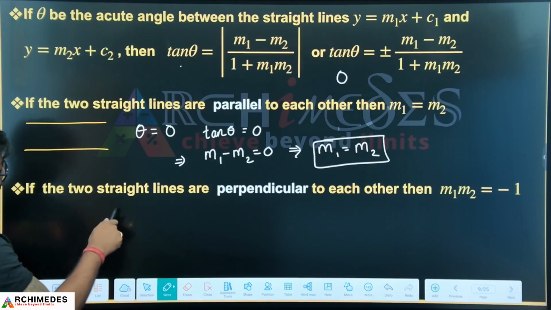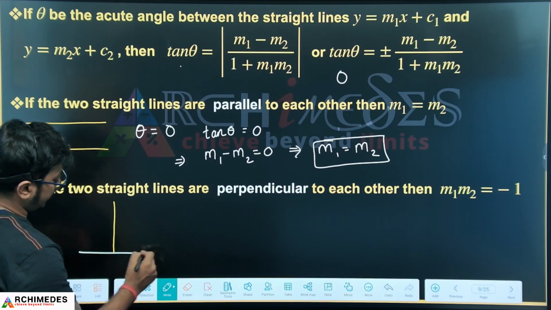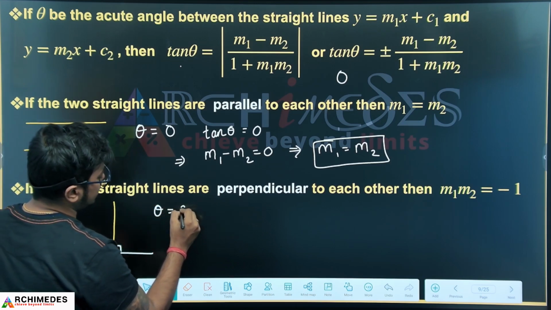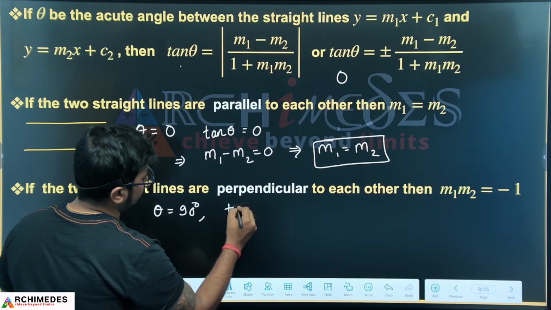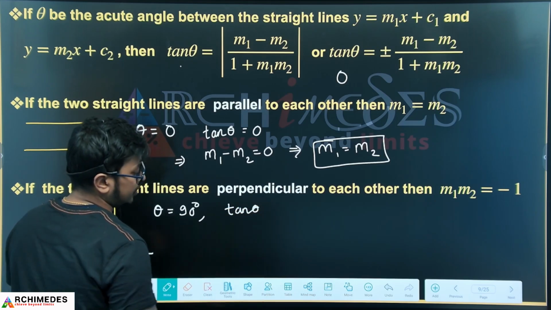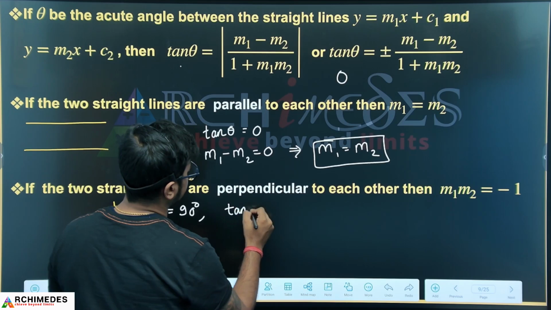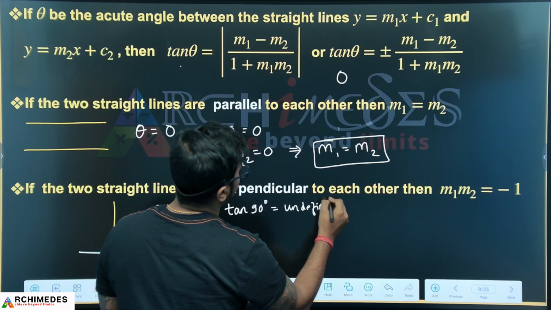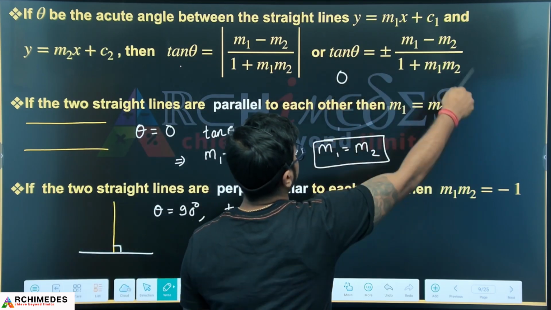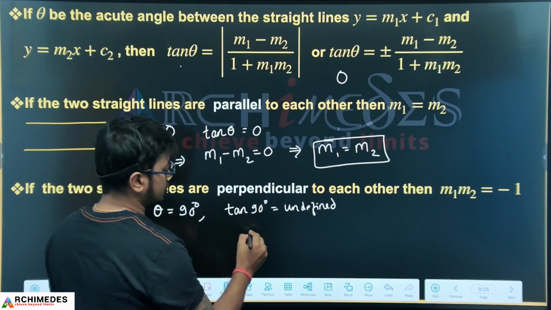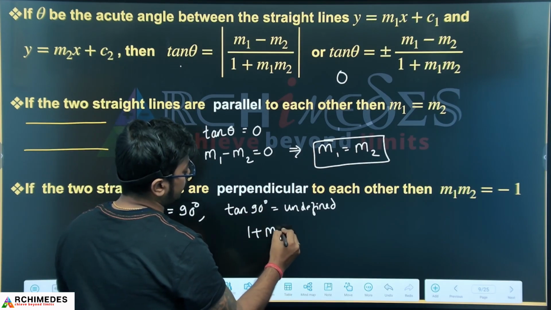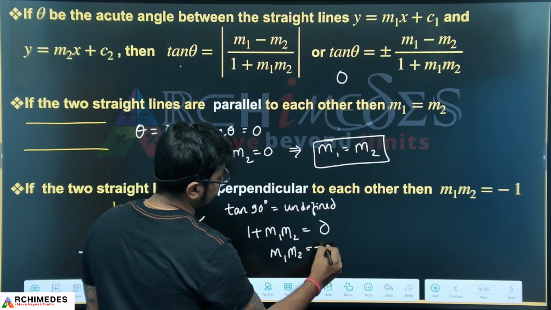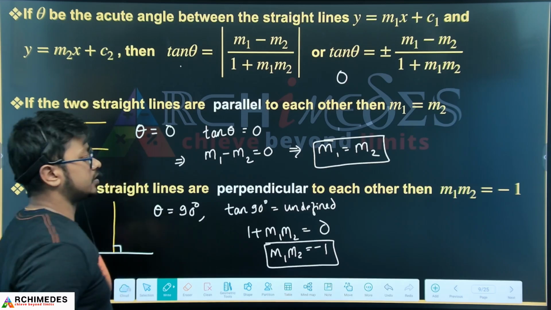Next, if these two lines are perpendicular, we know that theta is 90 degrees. If theta is 90 degrees, what is the value of tan theta? Tan 90 degrees is undefined. What do you mean by undefined? It means the denominator is 0. So the denominator, 1 plus m1 m2, equals 0. Then we get m1 m2 equals minus 1. So copy this. Am I clear?